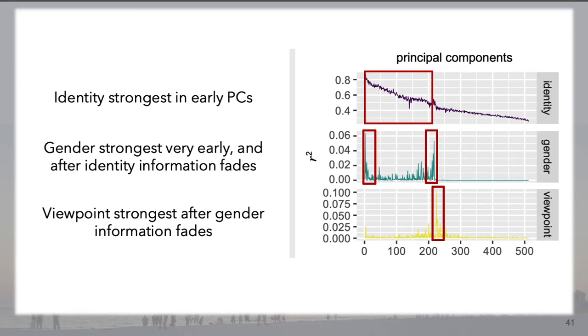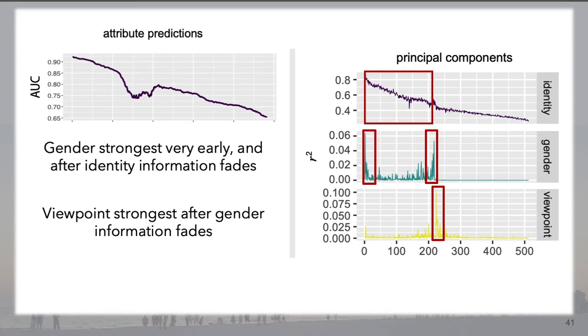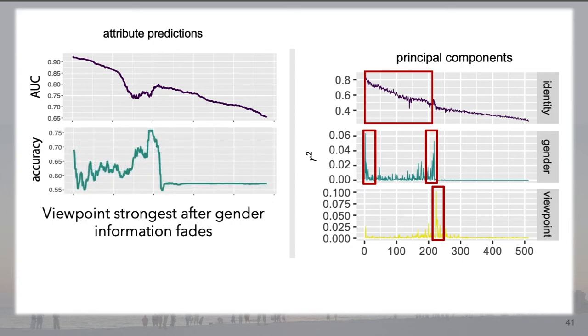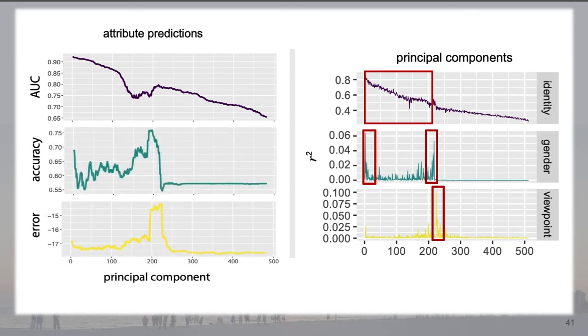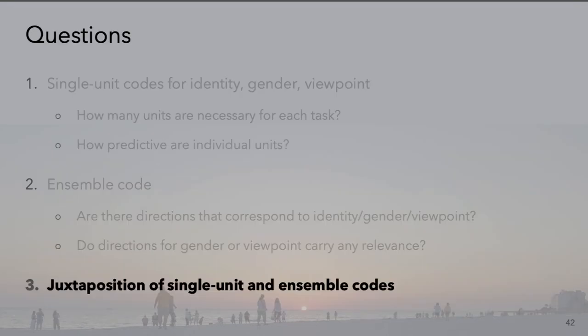But given that some of these effect sizes are so small, do these regions matter? As it turns out, they do. We measured prediction accuracy for identity, gender, and viewpoint using a sliding window of 30 principal components at a time. Identification accuracy was highest using the early principal components, which contain the most identity information. Gender and viewpoint prediction were most accurate using the principal components that contain the most gender or viewpoint information, respectively.